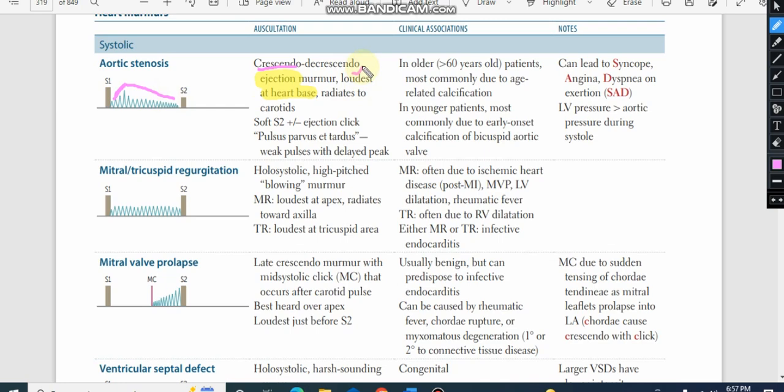This you need to remember, you need to mug up, because murmurs will be asked to you very instantly and you have to answer very instantly, so it needs a bit of mugging up. So it is crescendo decrescendo, it is an ejection murmur because it is systolic. In case of aortic and pulmonary, we use the word ejection. It is loudest at the heart base and radiates to the carotid.